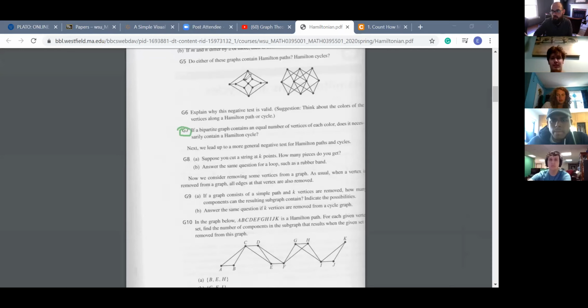It's definitely no, because a graph can be disconnected and be bipartite, but it can't have a Hamiltonian cycle if it's disconnected. Exactly, that's absolutely right. So what if I put a connected condition in here? A connected bipartite graph with an equal number of vertices must contain a Hamilton cycle. My gut says yes. Yes, that's for sure. I don't have any proof, but I agree.